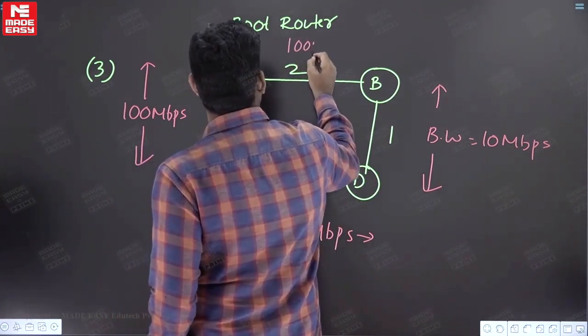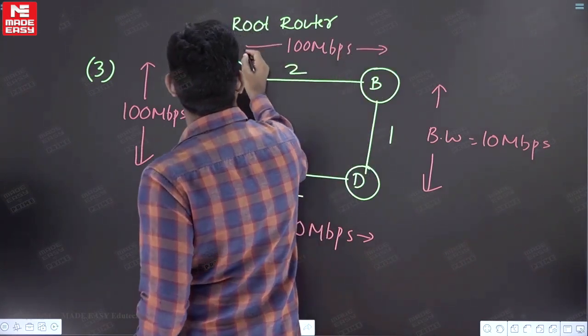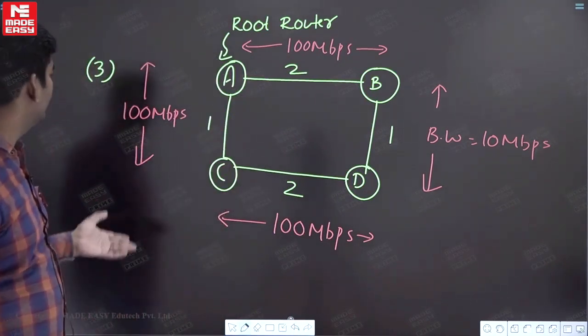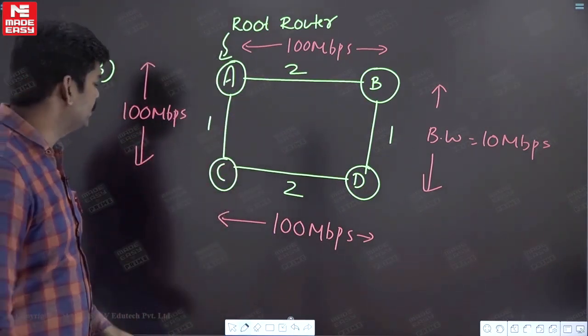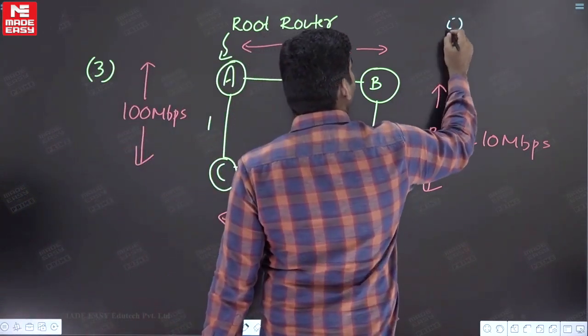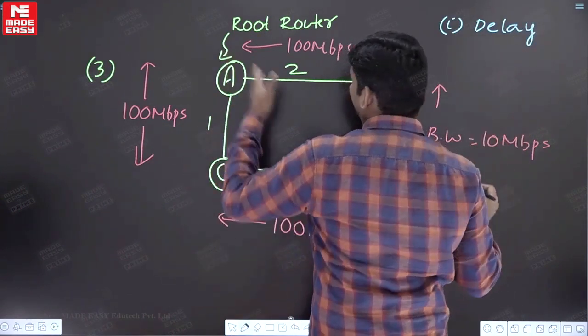And here the bandwidth is given as 100 megabits per second. Okay, fine. So this is the whole diagram. These all are the routers and the different bandwidths are given. So in this problem, what are the other inputs they have given? Try to solve with a delay how to convert this graph into a tree.